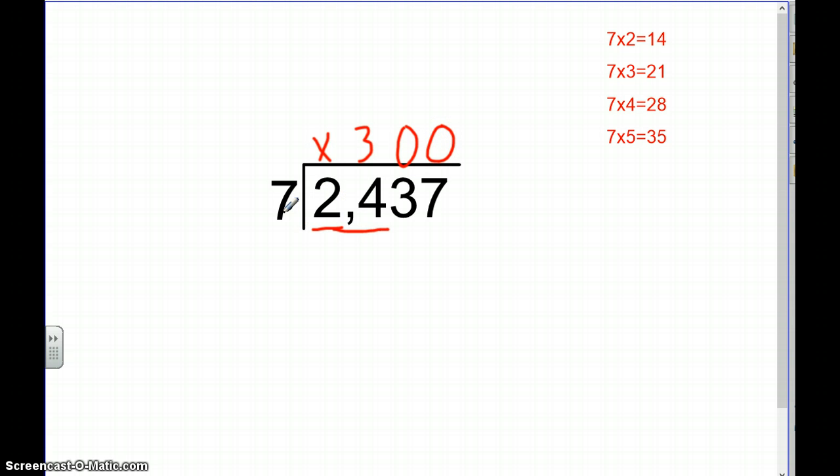So 7 goes into 2,437 about 300 times. And I can check that because I know that 7 times 3 equals 21. So 7 times 300, I'm going to add my 2 zeros here and add my 2 zeros here. 7 times 300 is 2,100. So my estimate is really close. So I know that it's a good estimate.